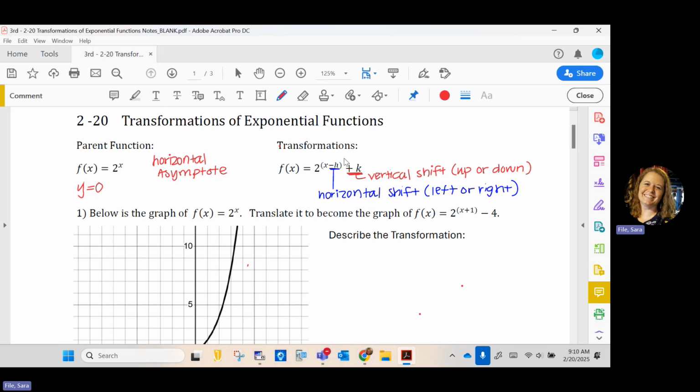But once you have something plus k, that is the location of your horizontal asymptote. It's going to be at y equals whatever k is. So k tells us our vertical shift, and it tells us the location of that horizontal asymptote.